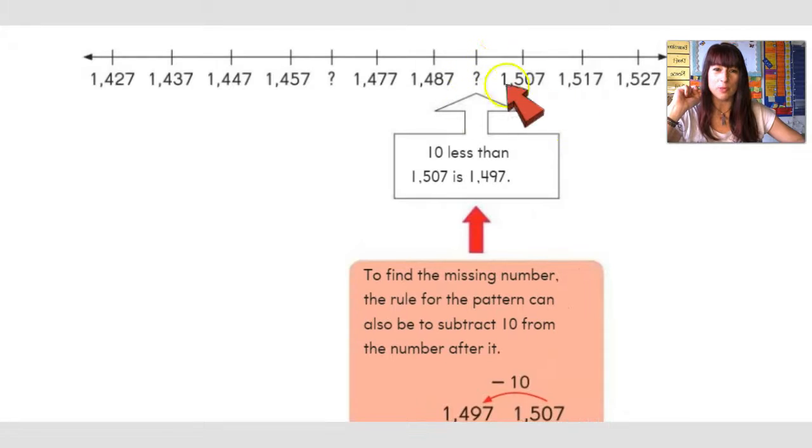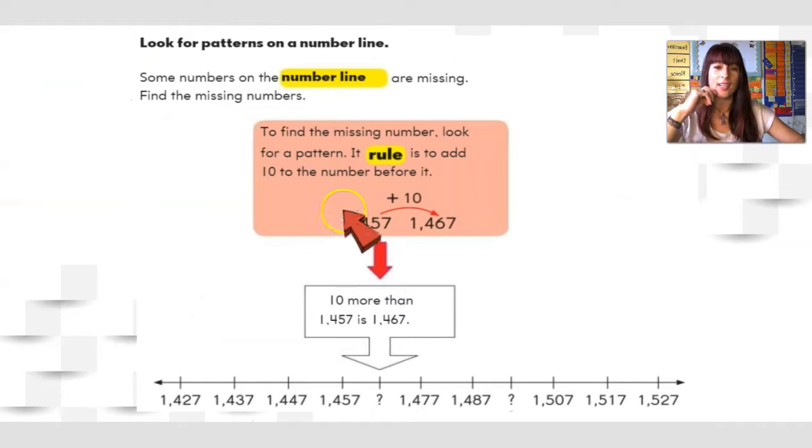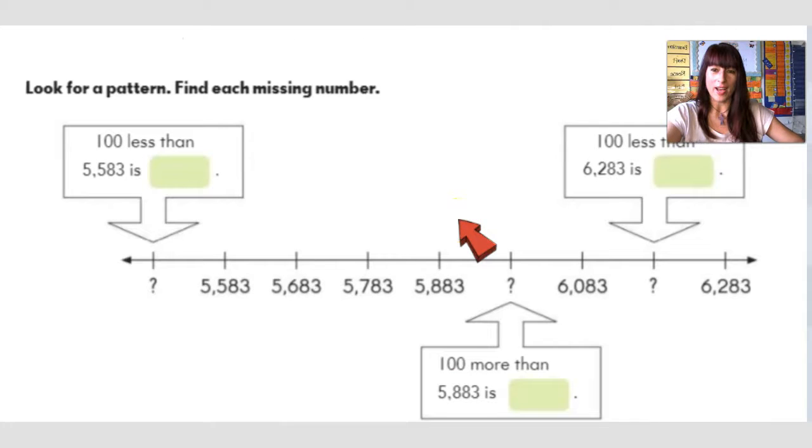Okay, so you find your missing number, and let's say I want to use rule number 2. I want to go and subtract from the number after it, or you might prefer rule number 1 and you want to add to the number that is before it. So you pick your favorite rule. Okay, so let's continue looking for patterns on this number line.